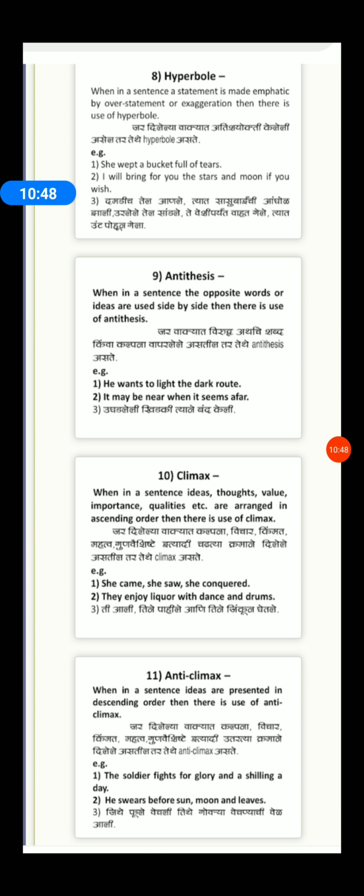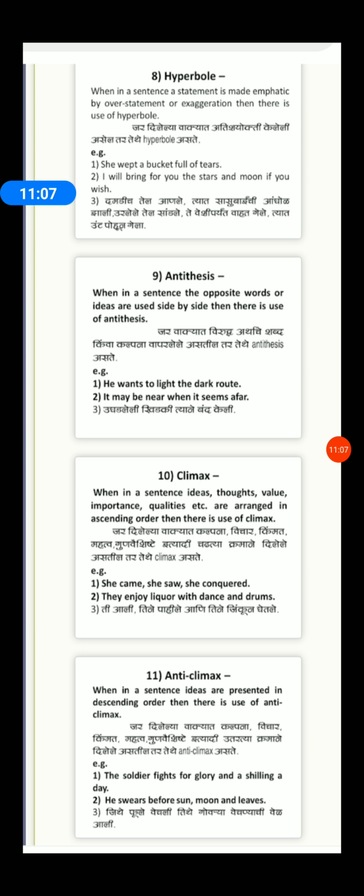दमडीचे तेल आणले, त्यात सासूबाईंची अंघोळ झाली, उरलेले तेल सांडले, ते वेसीपर्यंत वाहून गेले, त्यात उंट पोहून गेला. In this sentence also there is the hyperbole figure of speech. Here overstatements or exaggerations are used.